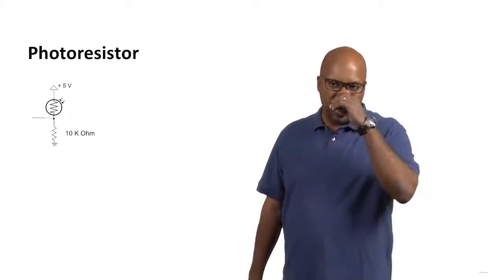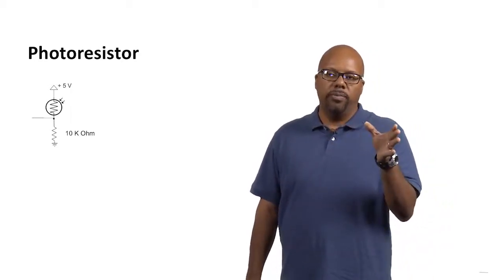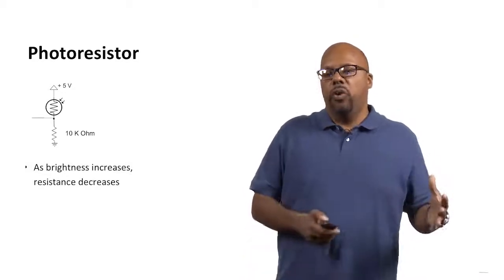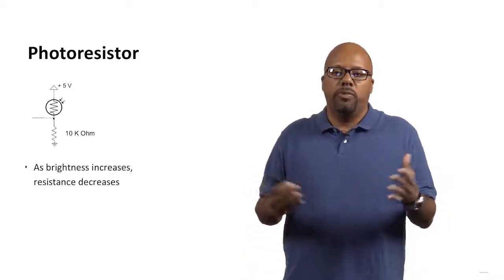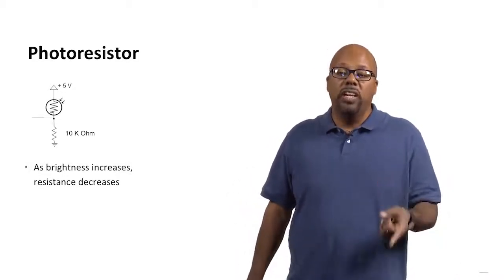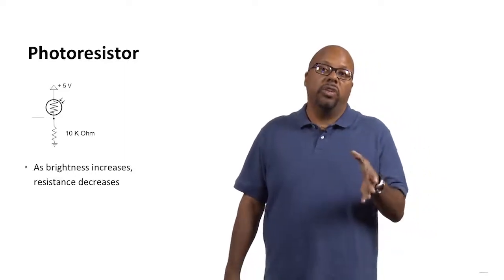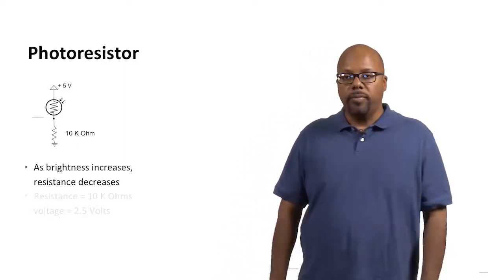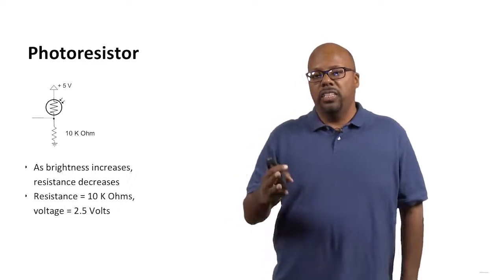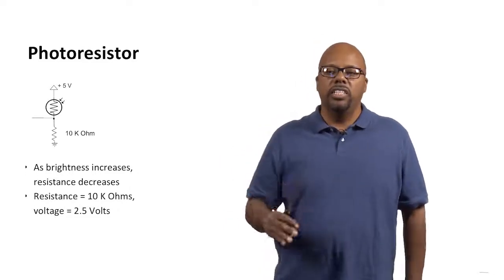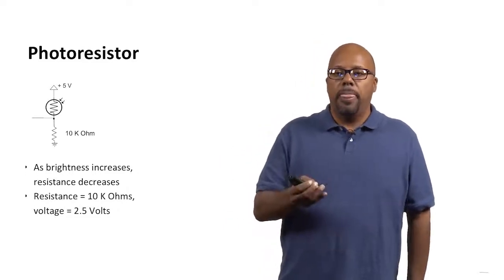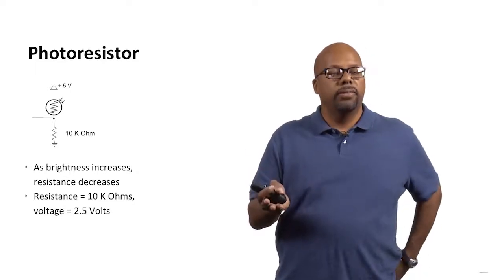And let's say that this photoresistor, its resistance changes within a range depending on the brightness. So as brightness increases, the resistance of the photoresistor decreases. That's generally how they work. So I'm making up some numbers here, but let's say its resistance is 10 kilo ohms at a certain level of brightness, okay?